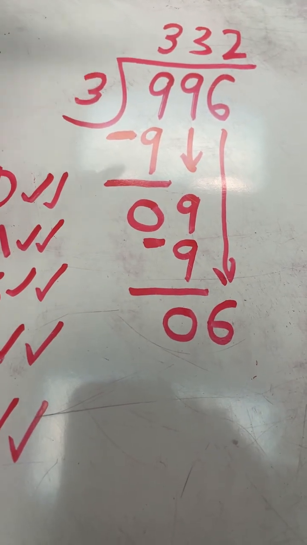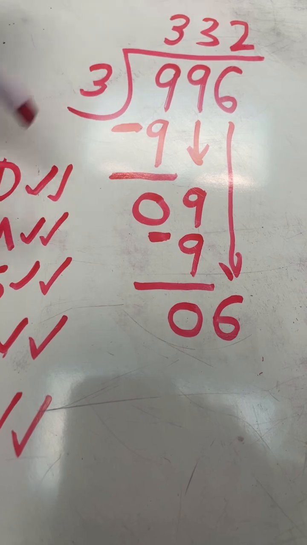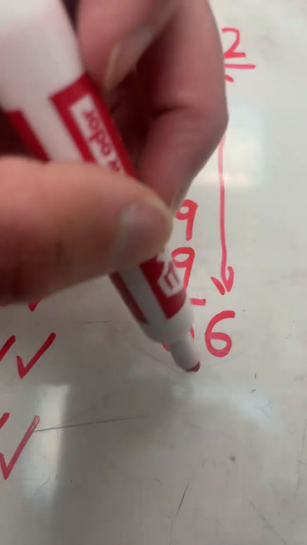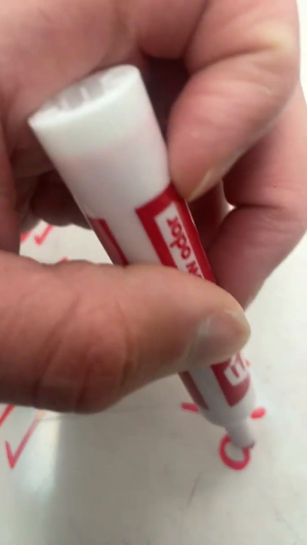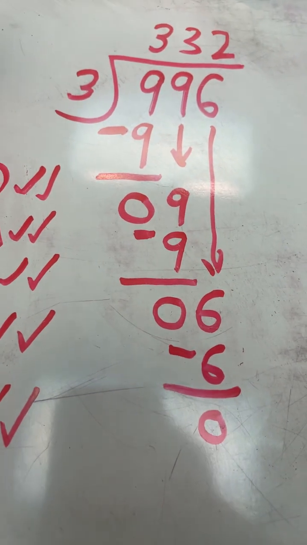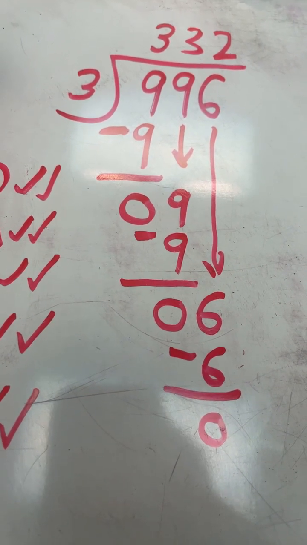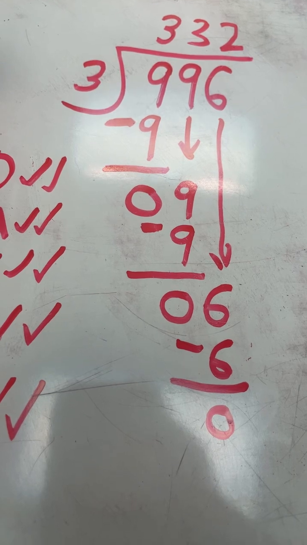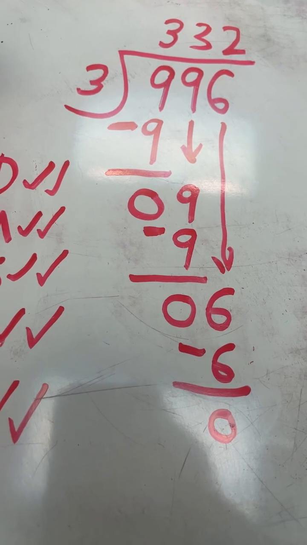And then if we want to repeat the steps, continue along, I'm making sure there's no remainder. 2 times 3 equals 6. 6 minus 6 equals 0. There are no remainders. And we have our final answer. 996 divided by 3 equals 332.